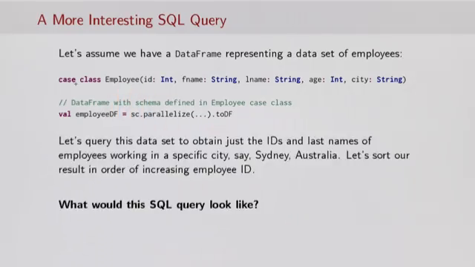Now it's time for a little quiz. Let's query this data set to obtain just the IDs and the last names of the employees working in a specific city. Let's say Sydney, Australia. And then, once we've obtained that, let's sort our result in order of increasing employee ID. So that means we want the ID and last name columns of this employee data frame for only employees that work in a specific city. And then after we're done with that, we want to sort our employees in order of increasing employee ID. So I leave it to you. How would you write this SQL query?